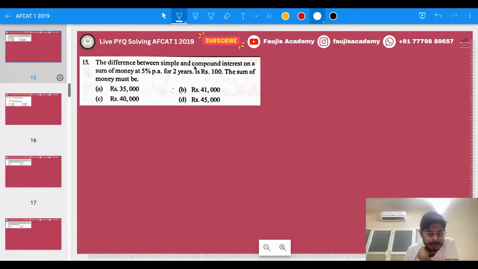The difference between simple and compound interest. 5% per annum, simple interest. Okay, yes, Devnathan got it right.